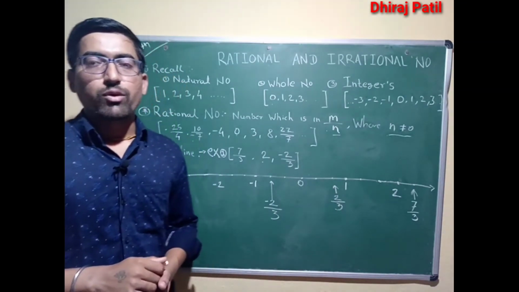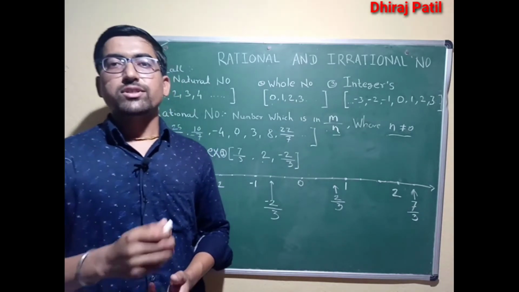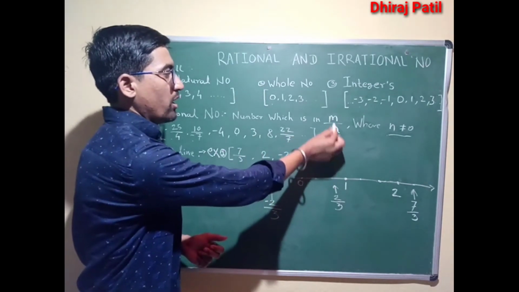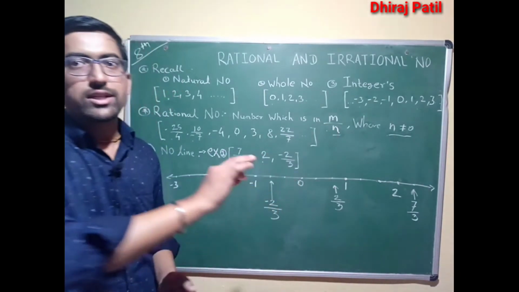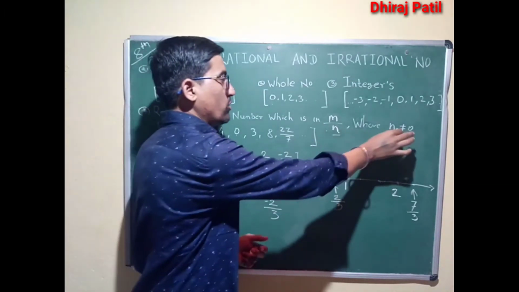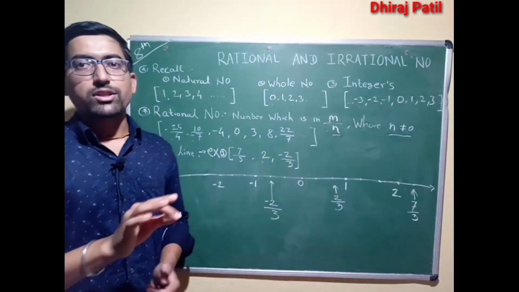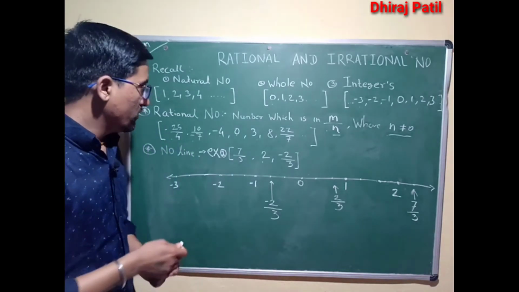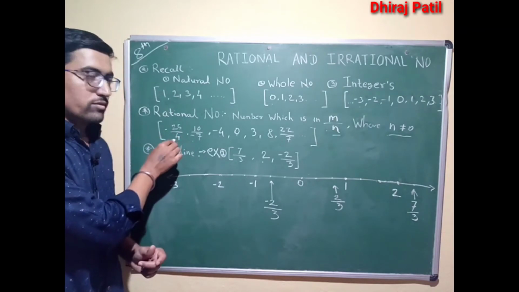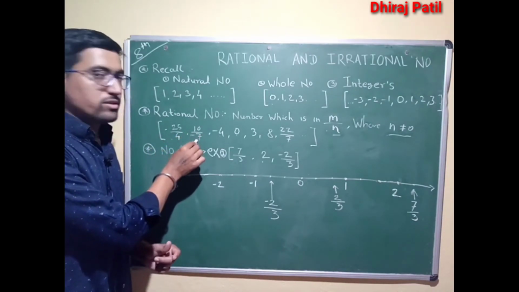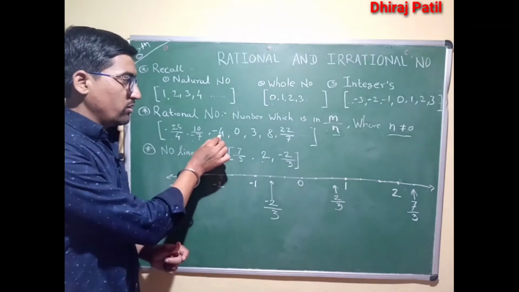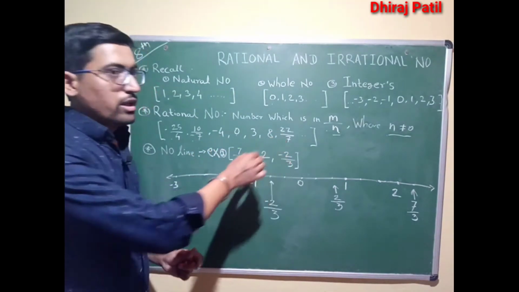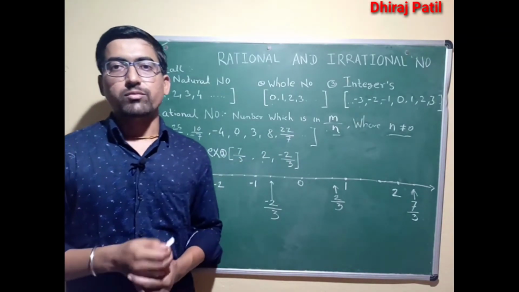Now we start with rational numbers. Rational numbers are numbers in the form m by n, where the condition is simple: n is non-zero. The numbers which are in the form m by n are called rational numbers. For examples, -25 by 4, 10 by -7, -4, 0, 3, 8, 22 by 7. Like this, these are our rational numbers.